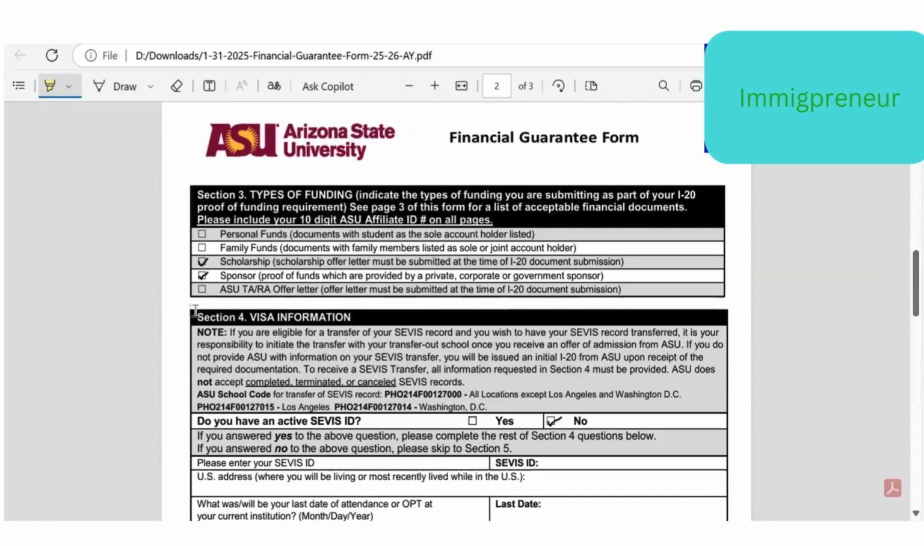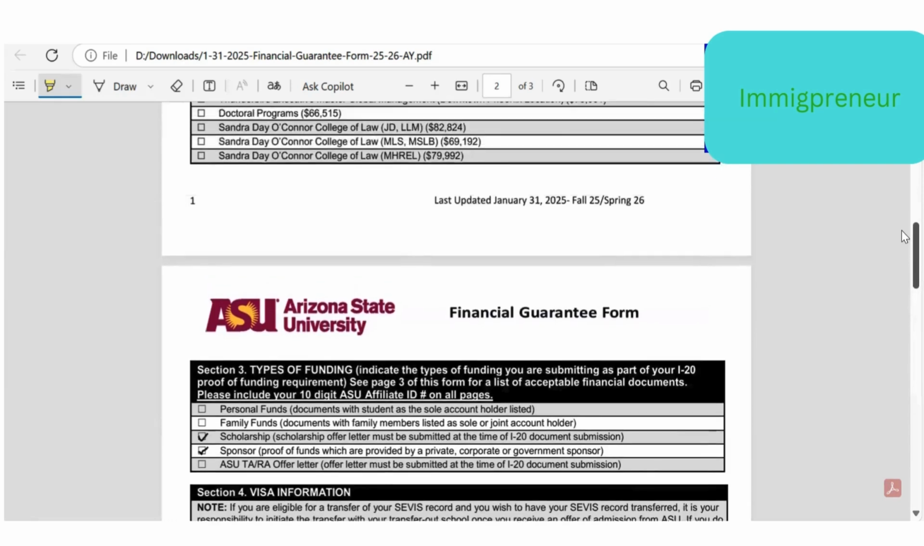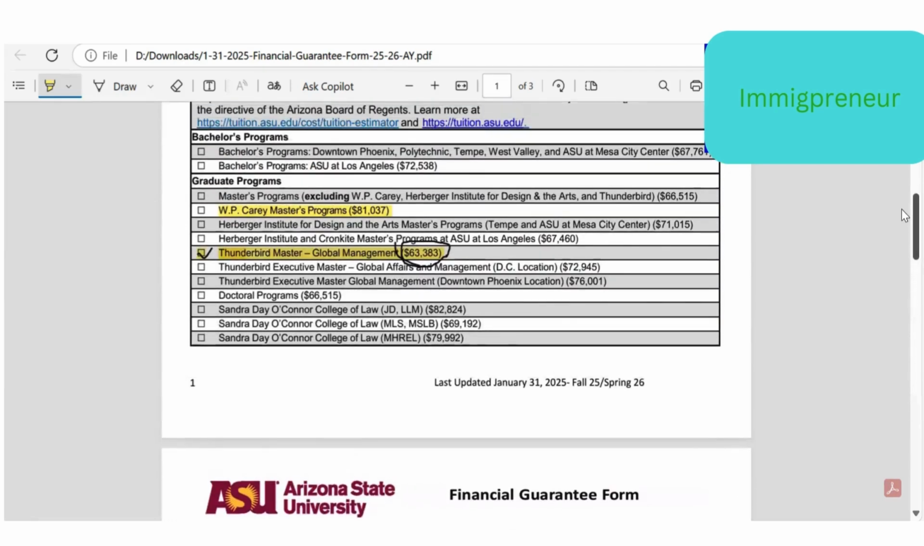You will also have to add another statement here, maybe your personal funds of $17,000, to show that you're able to support your spouse and your 2 kids when you are in the United States of America. That means you will need to add that $17,000 bank statement to the at least $63,383 if you're going to Thunderbird. So that is the total amount that you have to show.